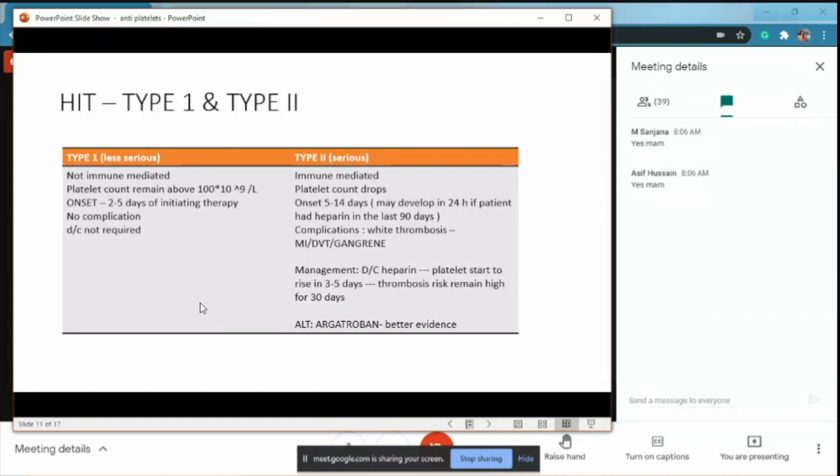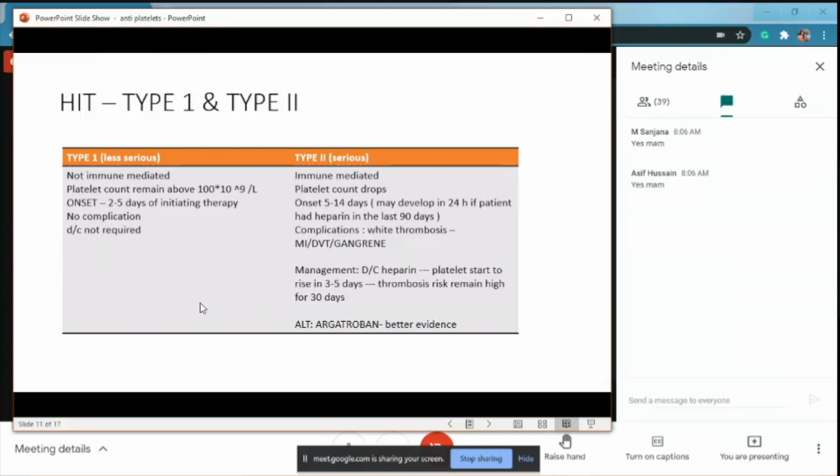But when it comes to type 2, we have to discontinue the heparin. Once we discontinue the heparin, the platelets start to rise within 3 to 5 days. So we are good with the platelets. What about the thrombosis? Whatever white thrombosis has formed, the risk remains high for 30 days. So we discontinue the heparin, but the thrombosis risk still remains high for 30 days, so we cannot give any more heparin or low molecular weight heparin.